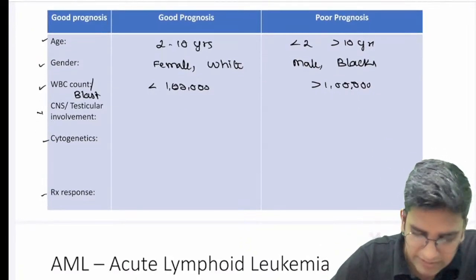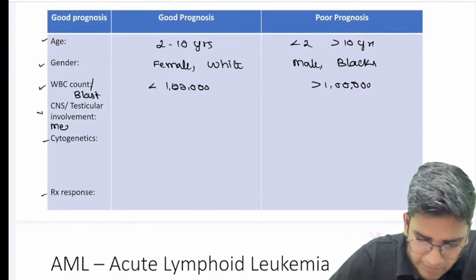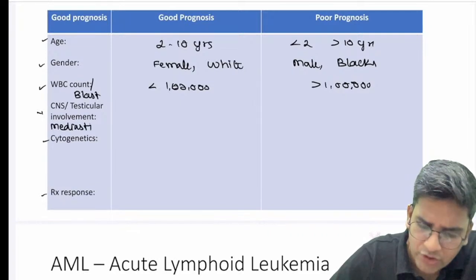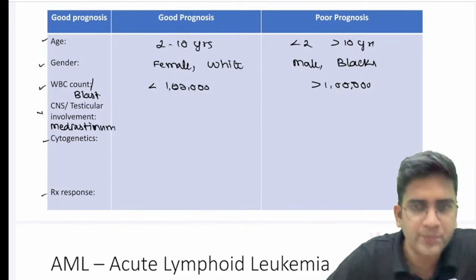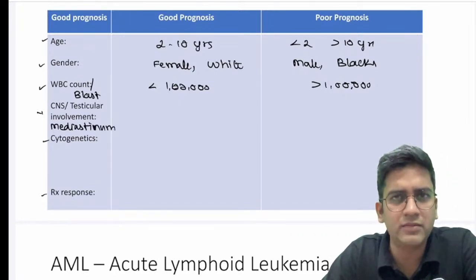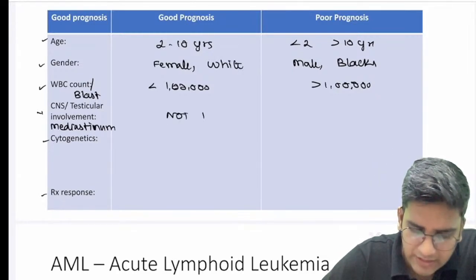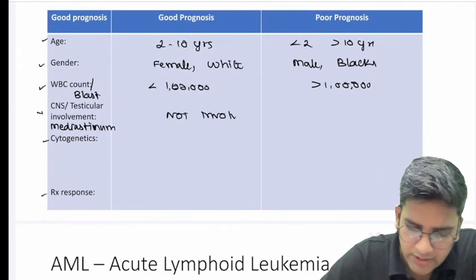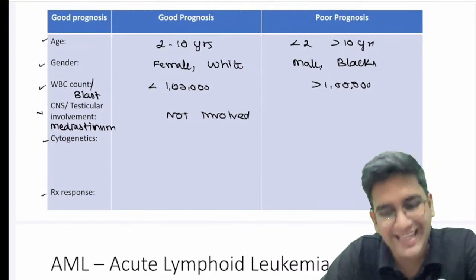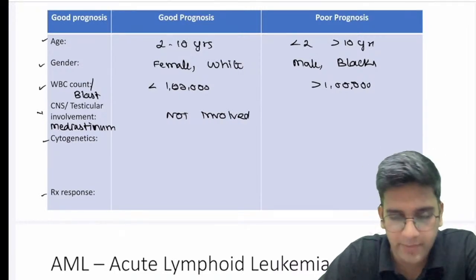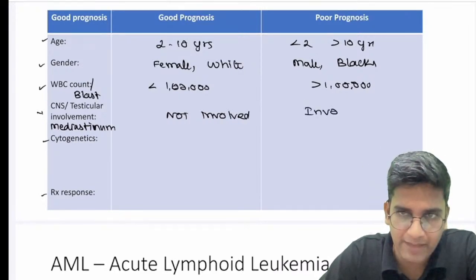CNS and testicular involvement, and I want to add one more thing here, mediastinum. Which of these two leukemias will involve the mediastinum? B-ALL or T-ALL? Definitely T-ALL, right? If none of these is involved, it is a very good prognosis. If either CNS, testis or mediastinum is involved, it has a bad prognosis, fine.